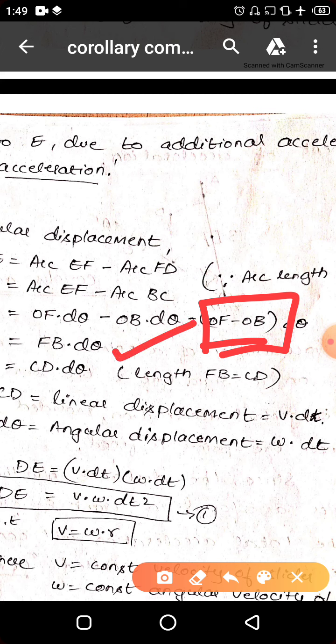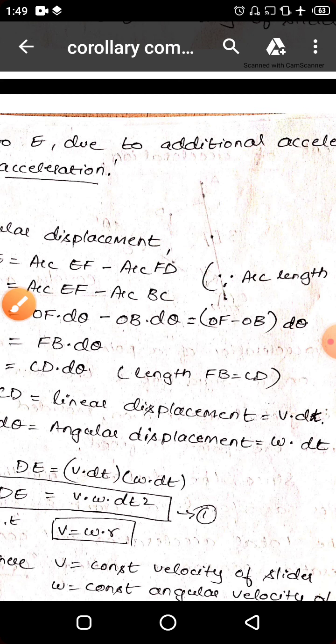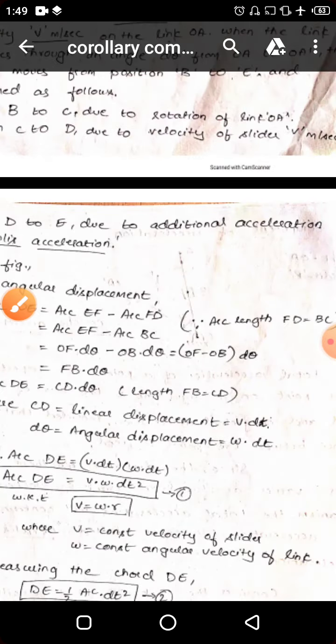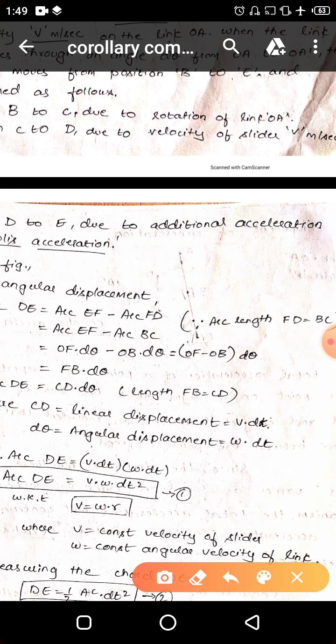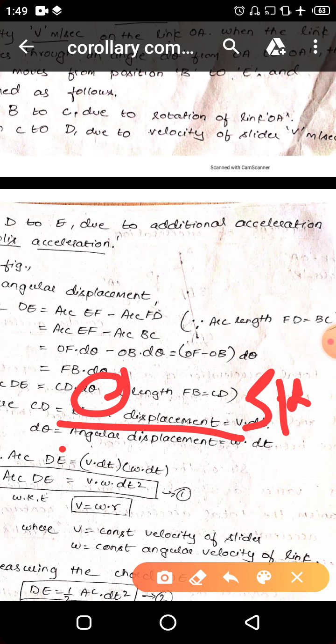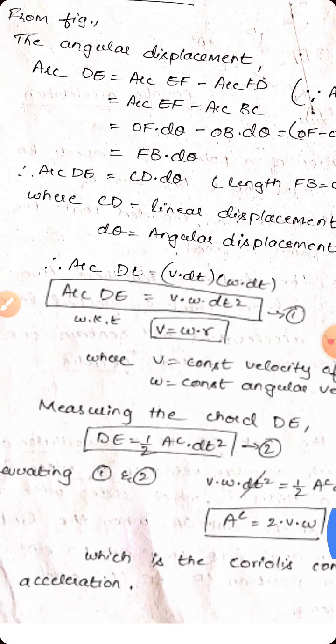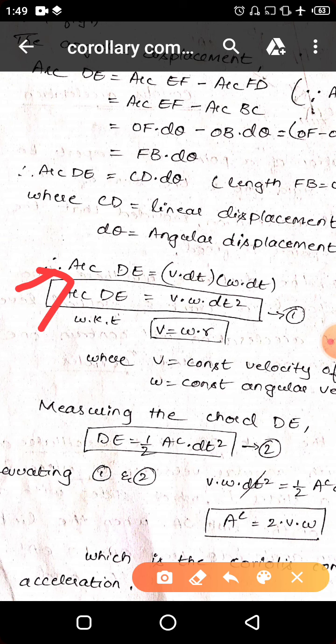Now since we have assumed the length FB is equal to CD, ultimately we will have the arc length DE equal to CD into d theta, where CD is nothing but the linear displacement of the binary link. Here it is the linear displacement of the slider, and d theta is nothing but the angular displacement of the link here. Now having these two displacements, mathematically we will be finding another expression here, arc DE is equal to, now CD is nothing but what we have found out here, the linear displacement.